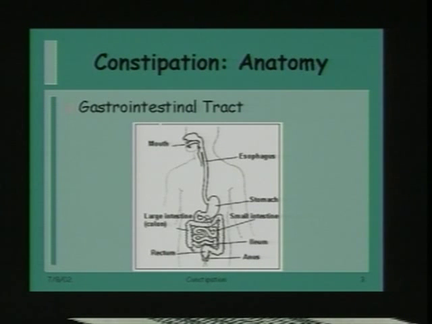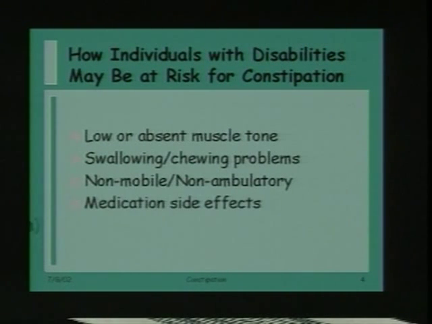What I want you to notice there is that from the mouth to the rectum, you have one great big long muscle. And as we move into why and how individuals with developmental disabilities may be at risk for constipation, that'll be important for you to know. The first thing that we're going to talk about is that they may have syndromes with hypotonia, which is low or absent muscle tone. So if you think of that digestive tract as one great big long muscle, then it'll make sense to you now that if they have a muscle syndrome where their muscle tone is low or absent, it can affect the digestive process and lend itself towards the problem of constipation.